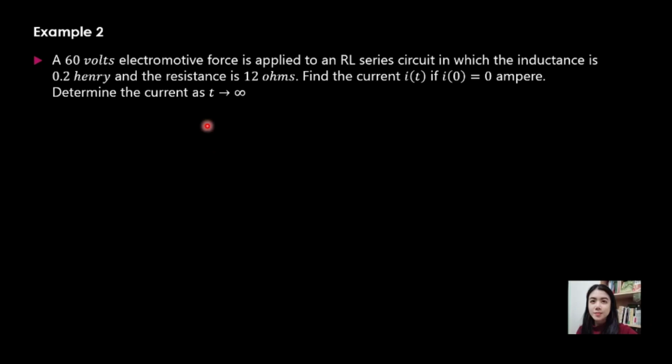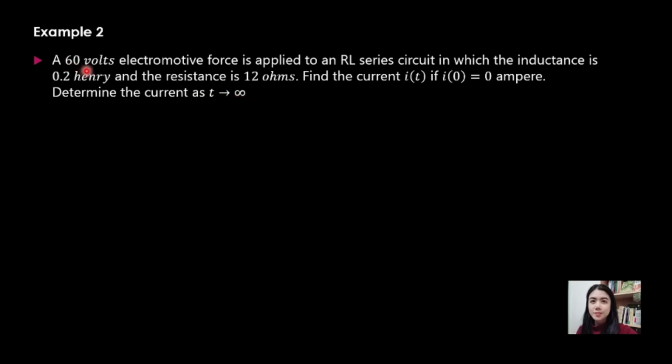Let's just look at example 2. A 60-volt electromotive force is applied to an RL series circuit in which the inductance is 0.2 Henry and the resistance is 12 ohm. Find the current I(t) if I0 equals 0 ampere. Determine the current as time approaches infinity.